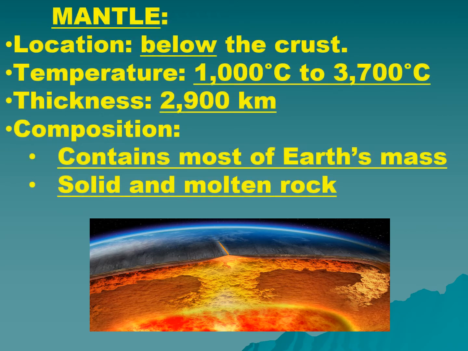The mantle is our next layer. It's located right below the crust. It's 1,000 degrees to 3,700 degrees Celsius. It's about 2,900 kilometers thick. It contains most of the Earth's mass, and it's solid and molten rock. The top of it is going to be that molten rock, that oozing, always moving rock, and below it is going to be the solid rock.